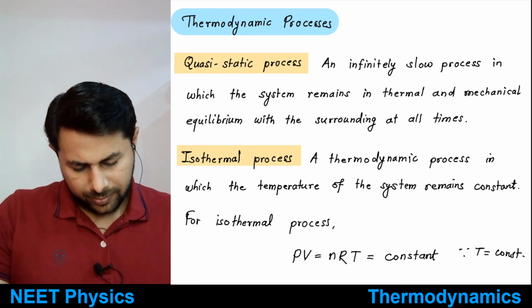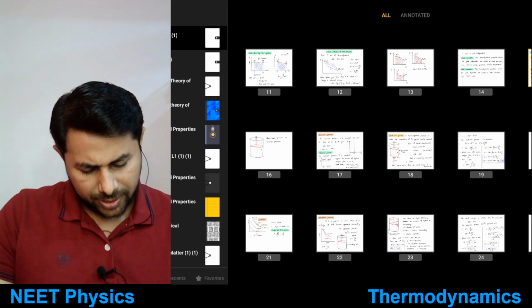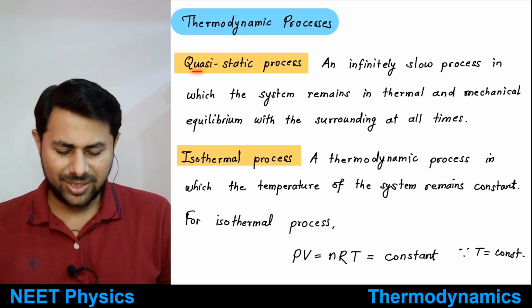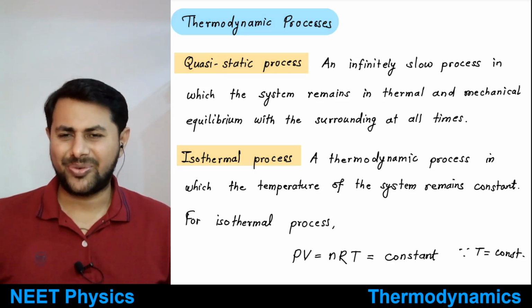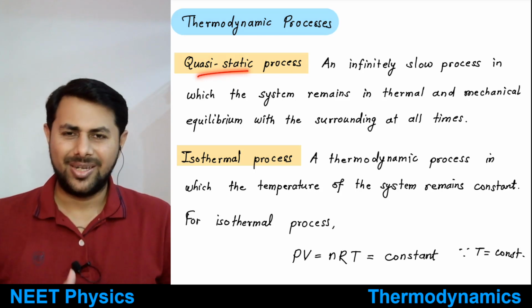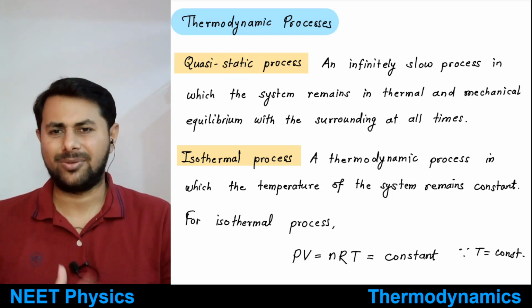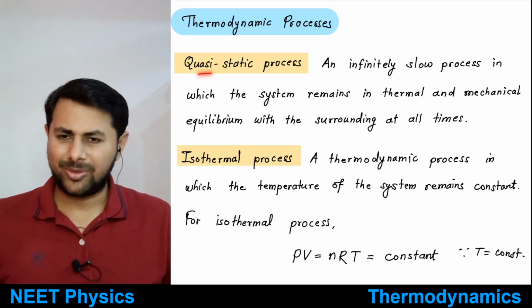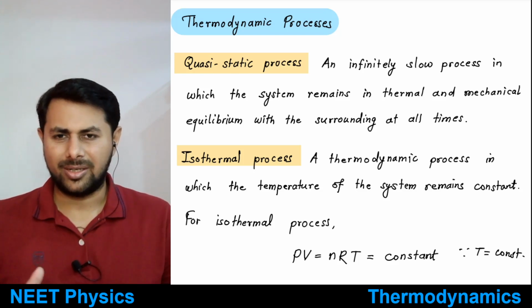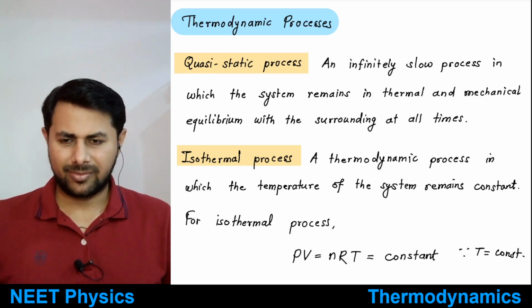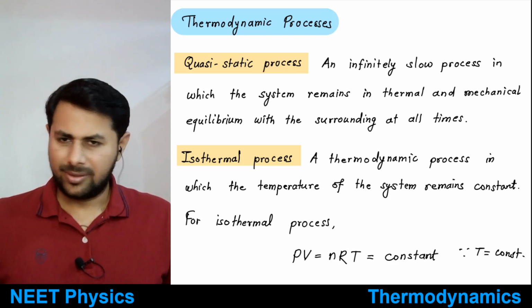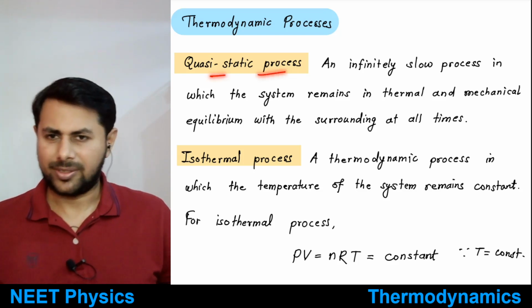Then let's talk about the thermodynamic processes. So the first one is the quasi-static process. What is a quasi-static process? Quasi-static means a process which happens very slowly, infinitely slowly. Okay, but that's not all. In a quasi-static process, what else happens? The system and the surrounding are at equilibrium throughout the process, right? So that is a quasi-static process.